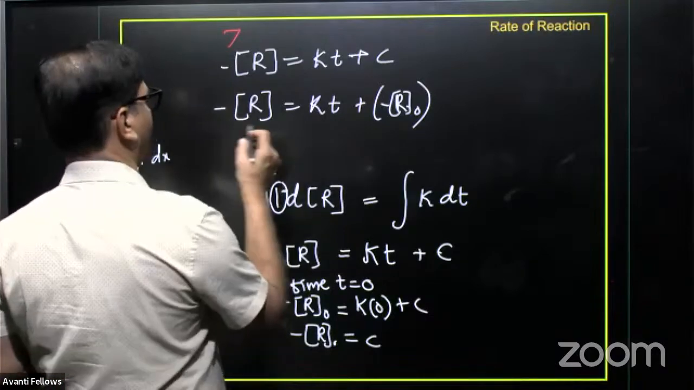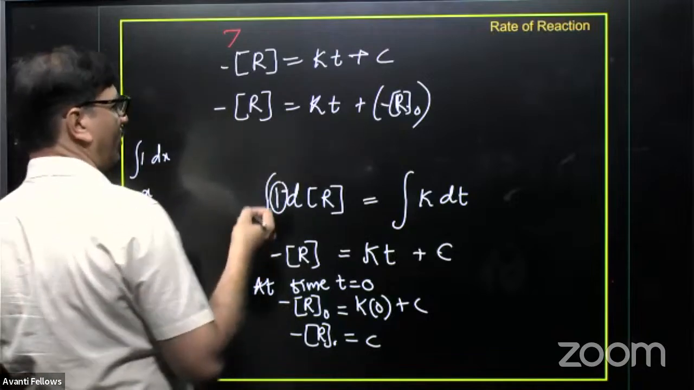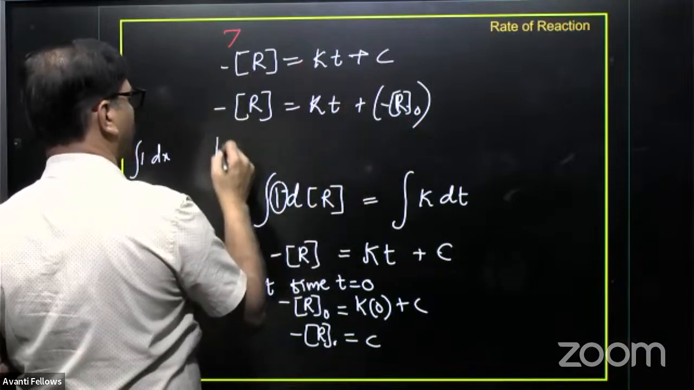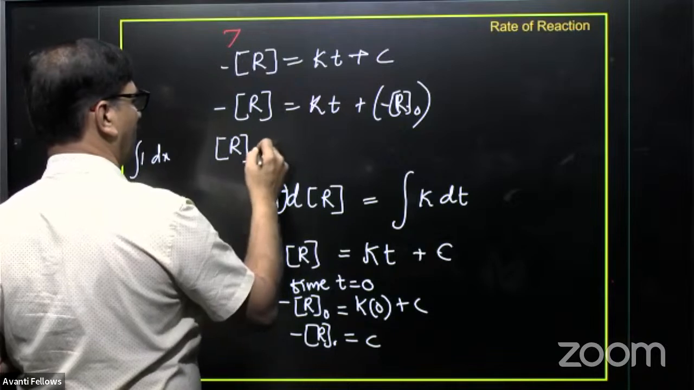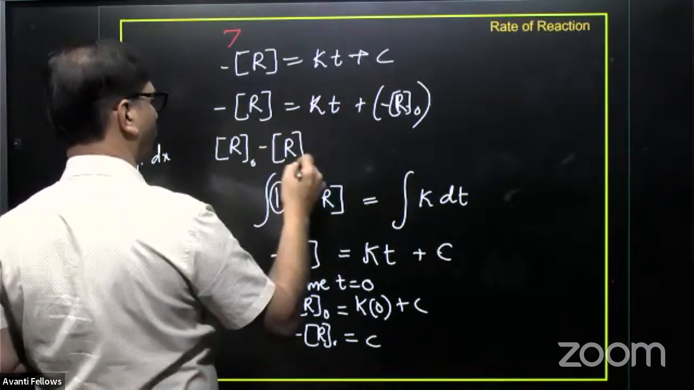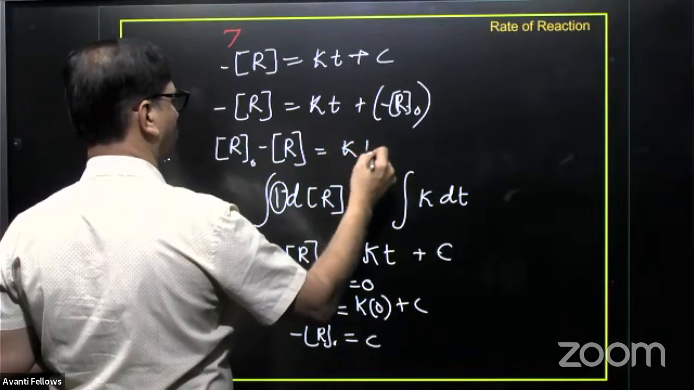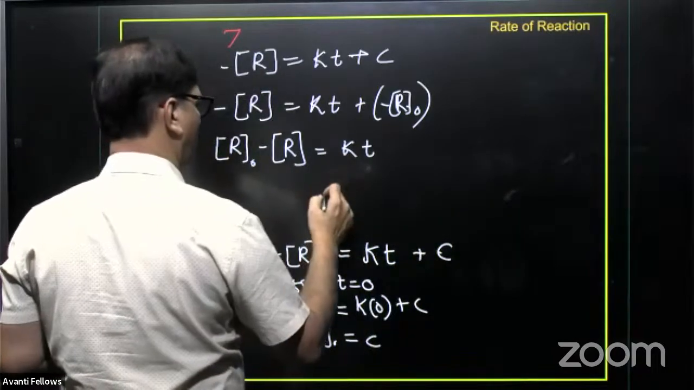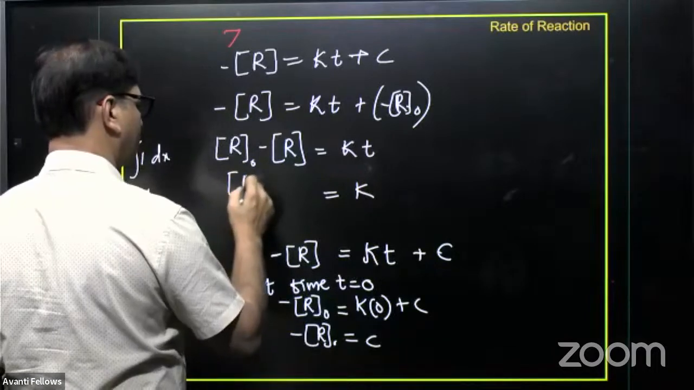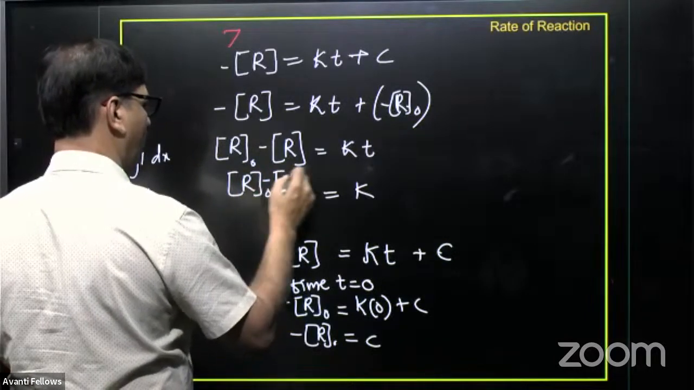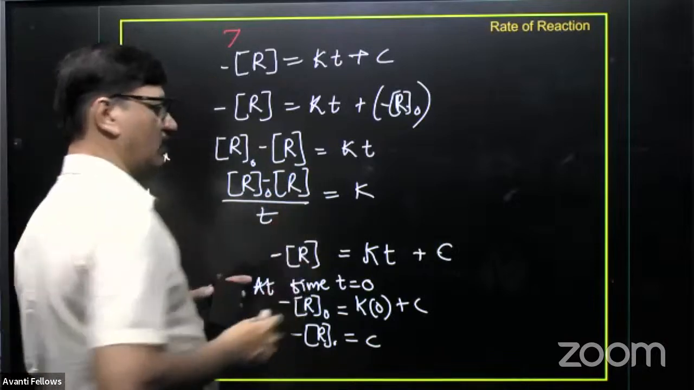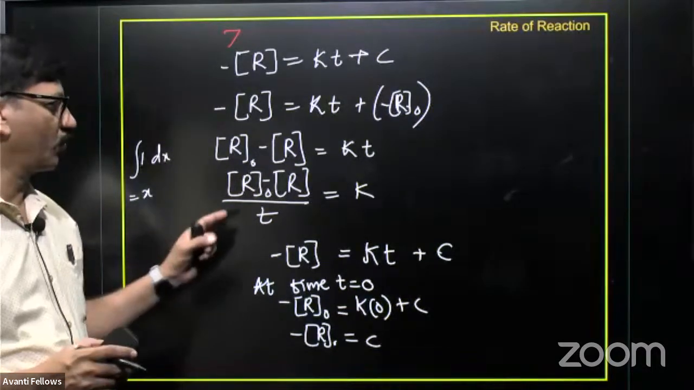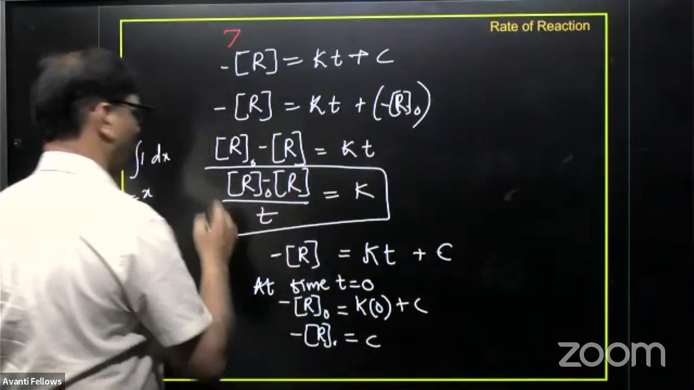So we will make it better in terms of interpretation. Now, bring this R0 here so that it becomes plus R0. So minus R, let it be here, is equal to kt, so that k is equal to (R0 minus R) by t. This is the integrated rate expression for a zero order reaction. We arrive at this expression, which is important.